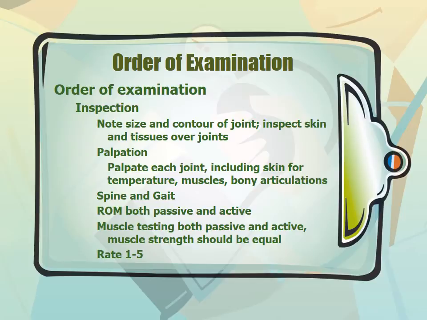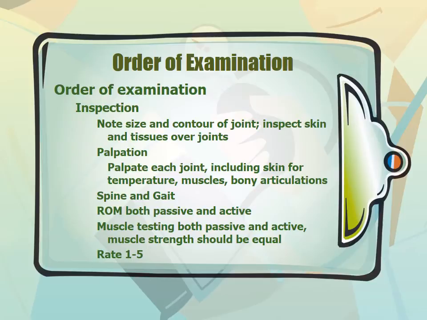Palpation, we're going to palpate each joint, including the skin. We want to know about the temperature. We want to know about the muscles. We want to know about their tone, their size, their symmetry. We want to know about bone articulations. Are we hearing crepitus when we are moving them through range of motion? Are they able to move through range of motion smoothly? We want to look at their spine. We want to make sure that their spine is straight. We want to look at their gait. Are they able to walk without assistance? Are their steps very slow and measured, or are they able to walk normally?